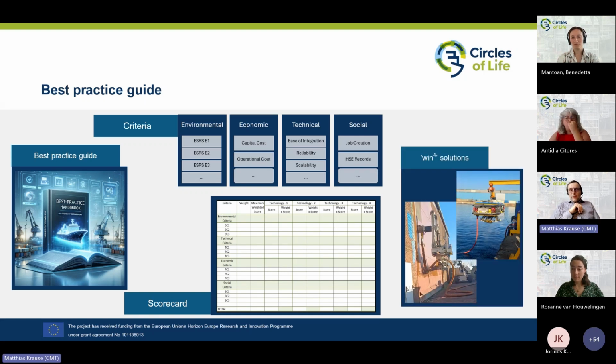All this helps in searching for solutions which, in the best case, provide what we call a win-win-win-win situation, meaning excellent performance in all criteria, as mentioned: environmental, economic, technical, and social aspects.